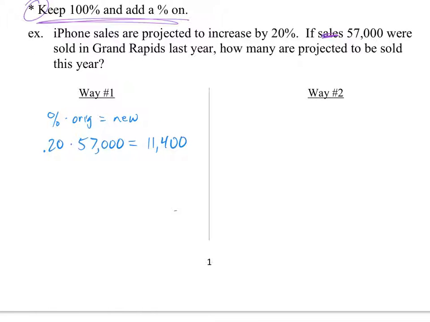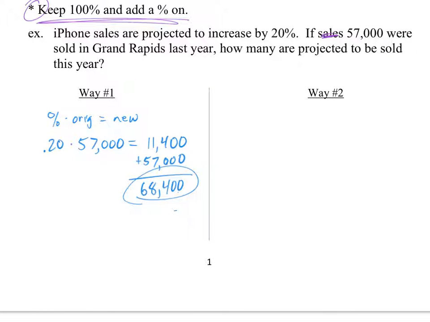11,400. So it's supposed to go up by 20%. If 11,400 is 20%, that's how much it should go up, right? So if you want the total sales, then you have to take this and add it to that starting amount. And then you'd have 68,400. So in theory, if this is true, they're going to sell 68,400 phones next year. Yes? There's nothing wrong with that.